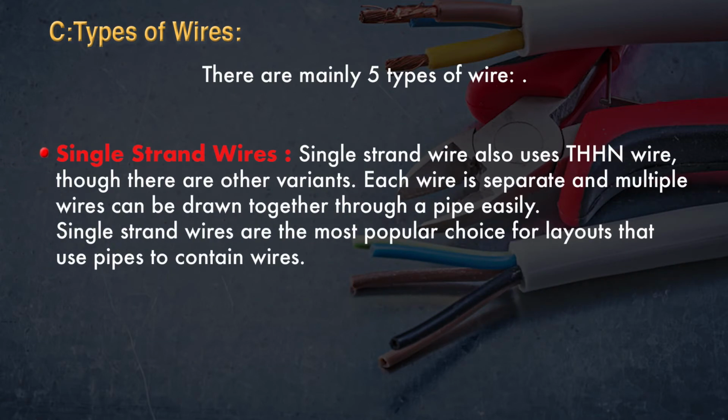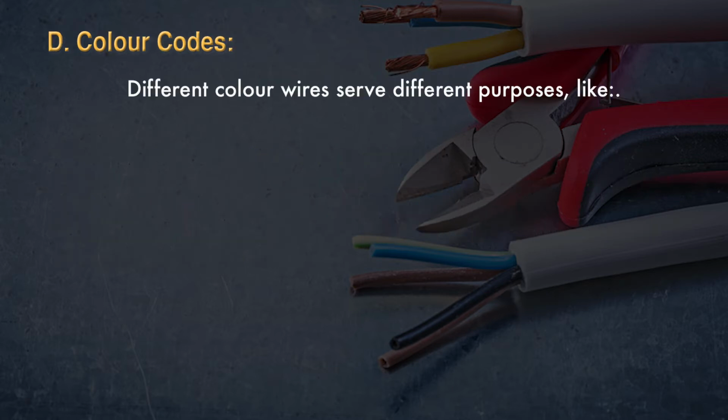Next type of wire that we are going to discuss is called single strand wire. Single strand wire also uses THHN wire, though there are other variants. Each wire is separate and multiple wires can be drawn together through a pipe easily. Single stranded wires are the most popular choice for layouts that use pipe to contain wires.